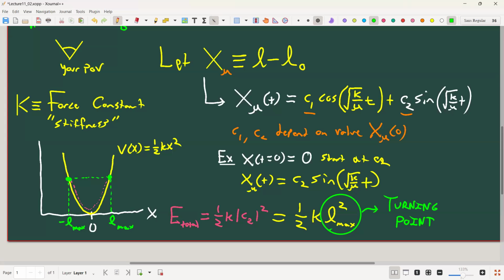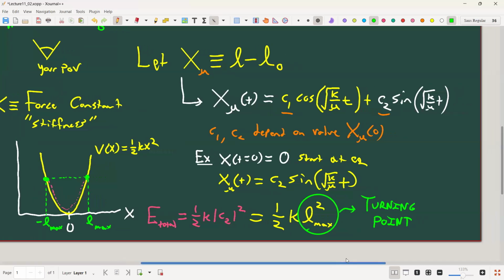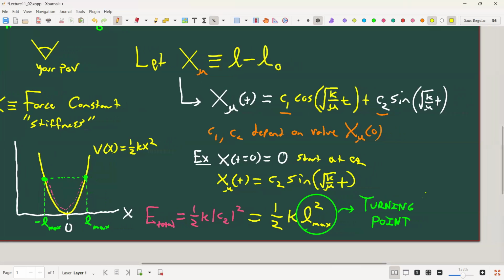The turning points are hard, right? These are the furthest extents of the spring, and they're hard limits. Never goes past the turning points. And of course, in reality, as I may have shown you, bring it out again.